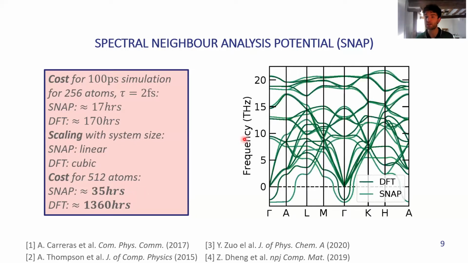And so we benchmarked our SNAP potential with respect to DFT because we're interested in phonon properties. We compared phonon dispersion and got a very good agreement. So in the future, we want to use that SNAP potential to compute the last properties we need to compute to further investigate the origin of the superionic transition in lithium nitride.